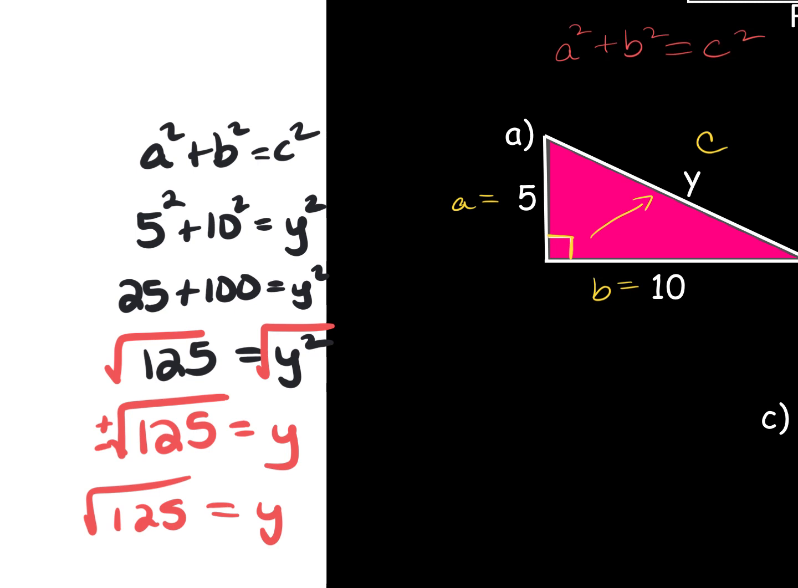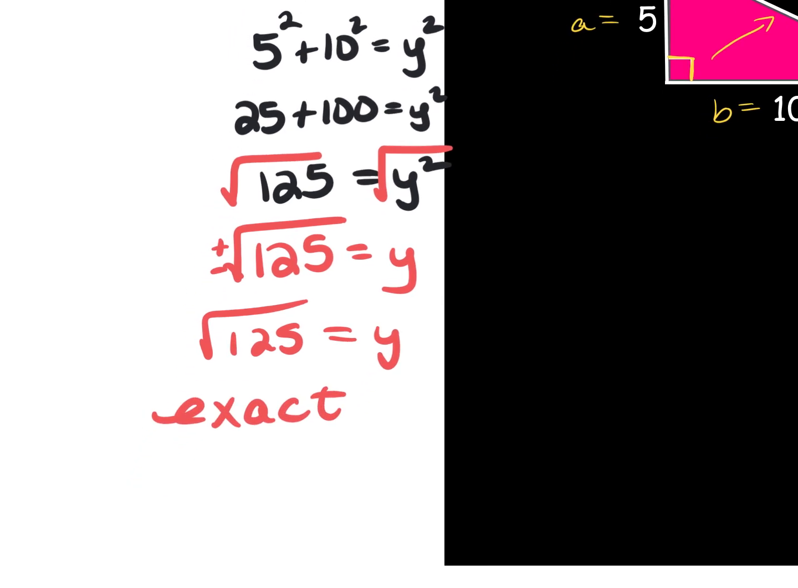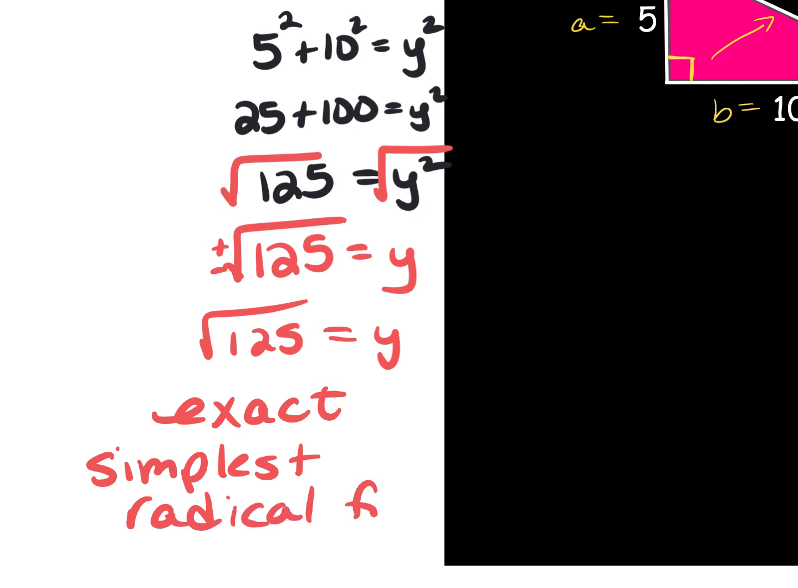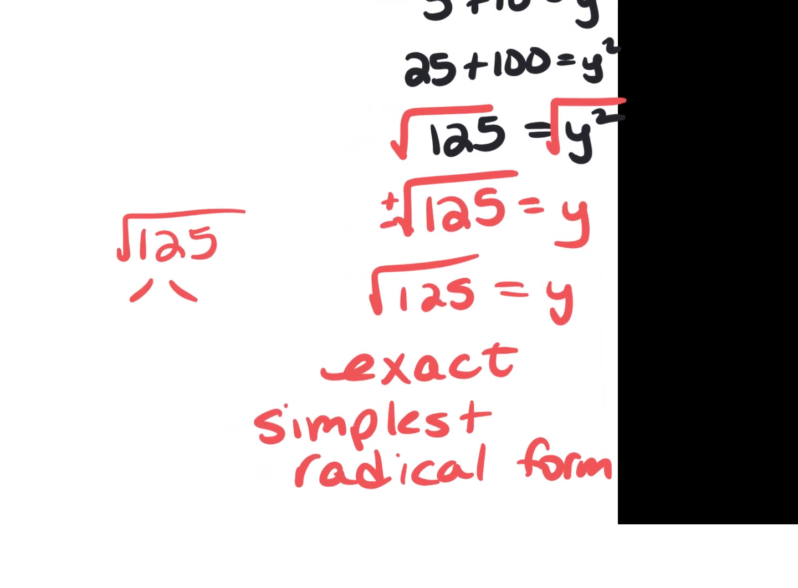value. Now, if Big Ideas says to leave your answer exact, this is where we're going to leave it in simplest radical form. And this is what we did at the beginning of the year when we did the distance formula. So remember, simplest radical form, we need to break down and do a factor tree for the 125. So two numbers that will multiply to give me 125. I know that 25 times 5 gives me 125.